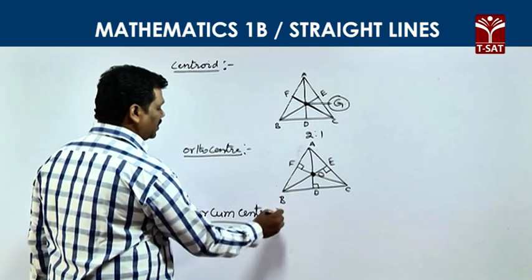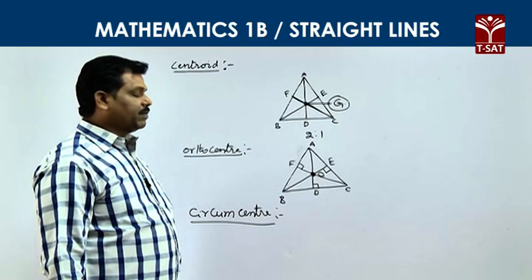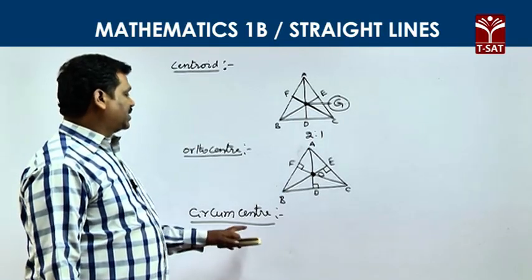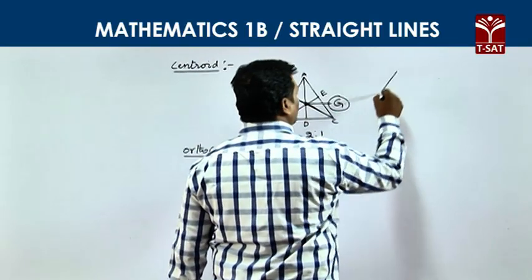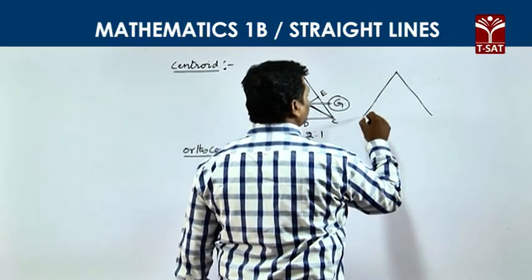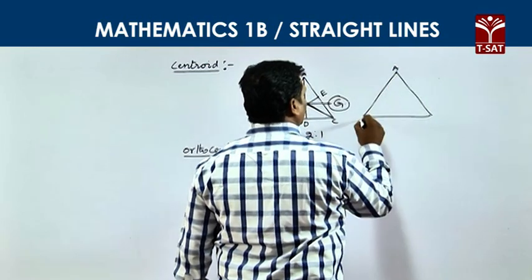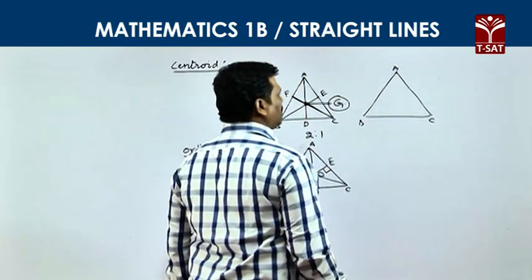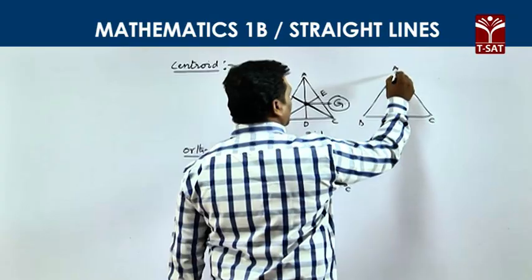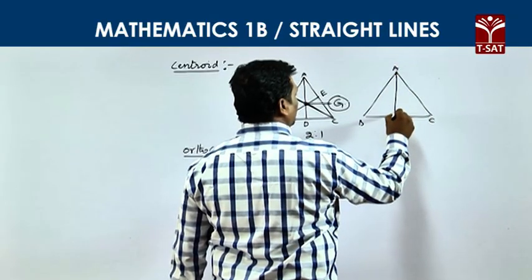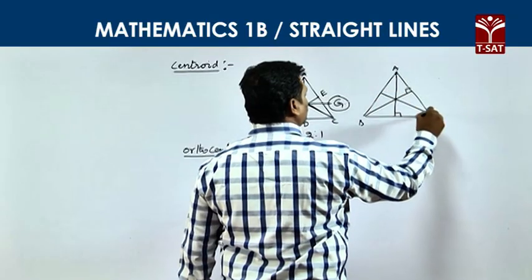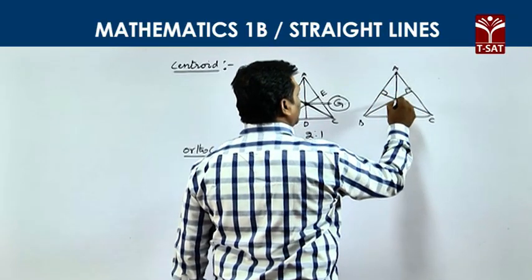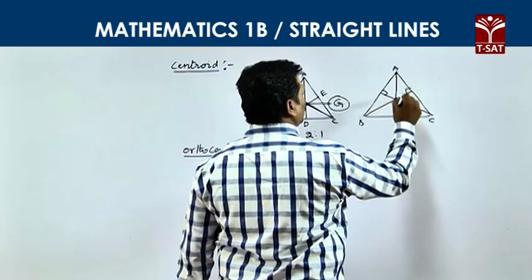Next definition is circumcenter. The perpendicular bisectors of the sides of a triangle are concurrent. The point of concurrency is called the circumcenter. This is A, B, C. Here also A, B, C are vertices of triangle ABC. It is the perpendicular bisector of the side AB. The point of intersection is called the circumcenter.